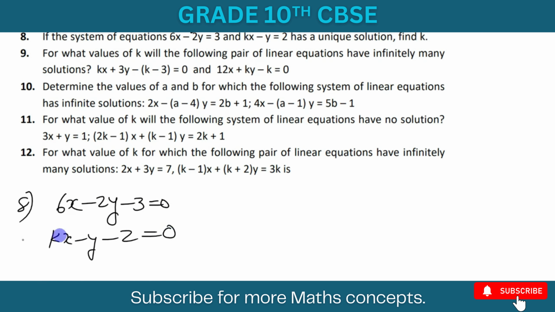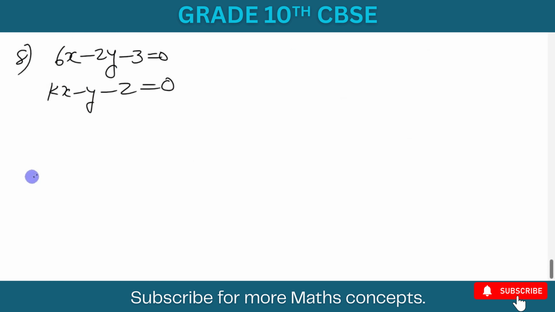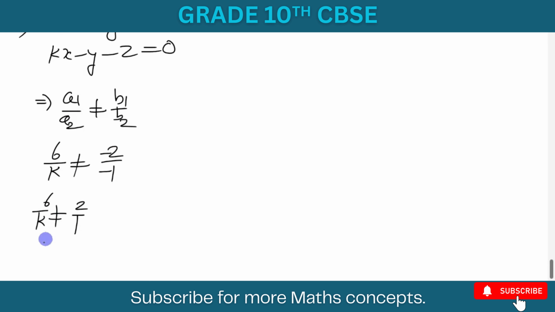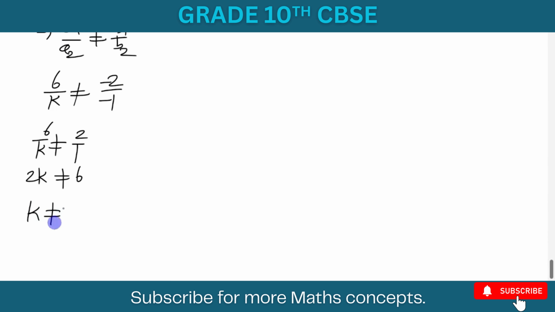Okay, so this has a unique solution. What is the condition for a unique solution? A1 over A2 is not equal to B1 over B2, right? What are A1 and A2? Coefficients of x. So this is 6 over k is not equal to B1 over B2, which is negative 2 over negative 1. So 6 over k is not equal to 2 over 1, right? Just cross multiply. So 2k is not equal to 6. The final answer: k not equal to 3. Okay, this is the final answer. k not equal to 3.